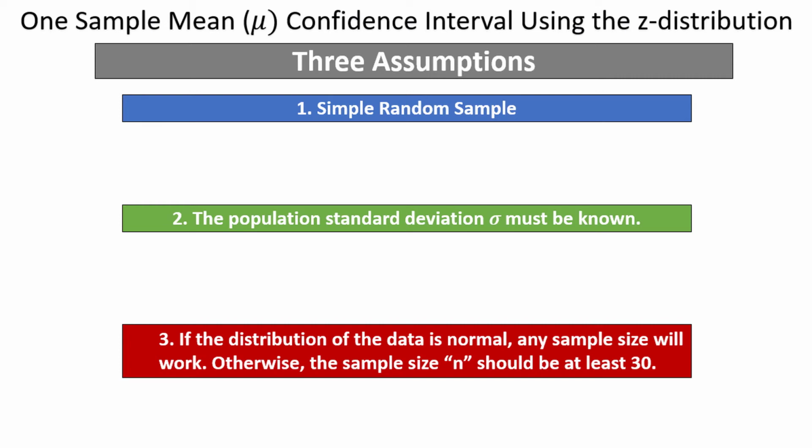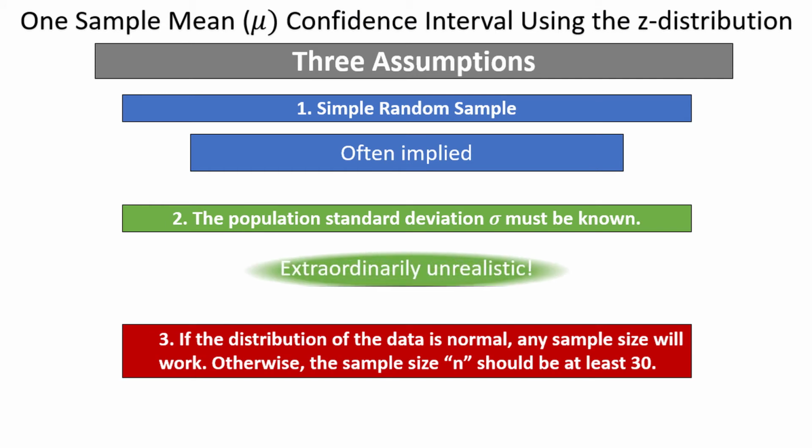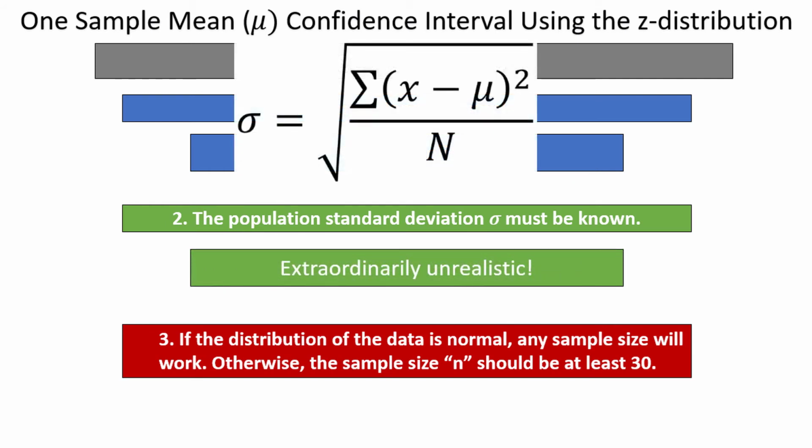Now let me make a few comments about these assumptions. In my experience, the first assumption is often implied, and you should assume that any confidence intervals that I compute come from data gathered by use of a simple random sample, even if I don't explicitly state it. The assumption about knowing the population standard deviation is extraordinarily unrealistic. In order to calculate the population standard deviation, you need to know the population mean. But remember, the whole point of this test is to estimate the mean because we don't know it.